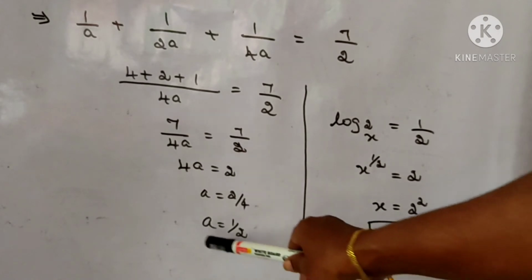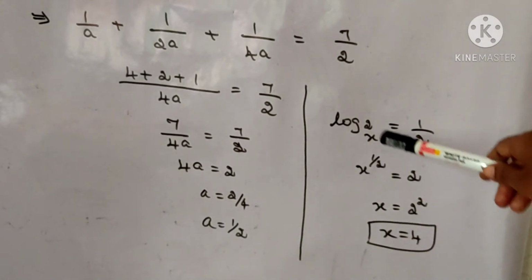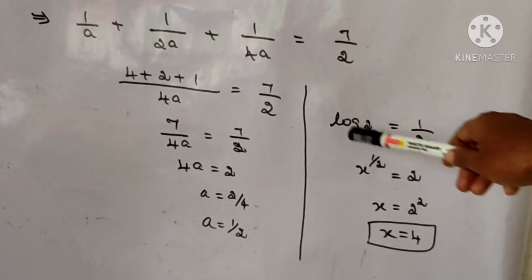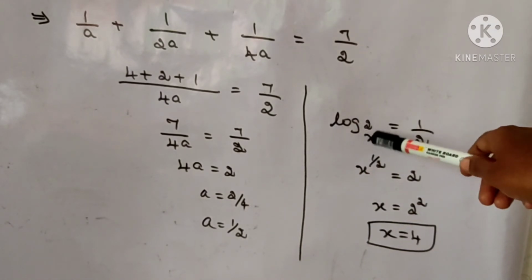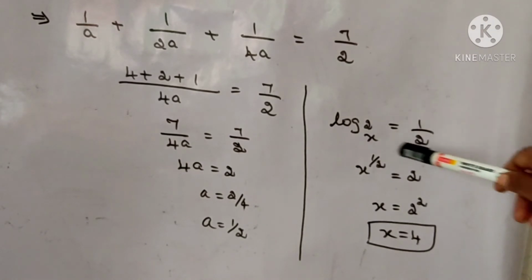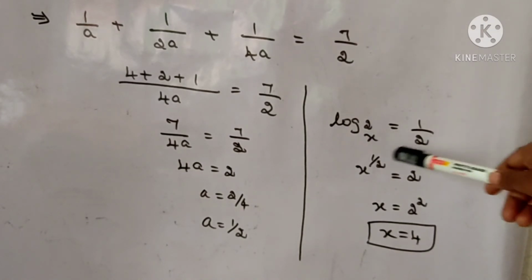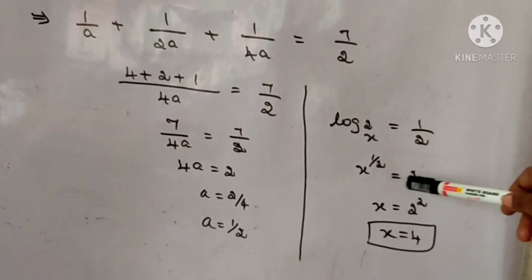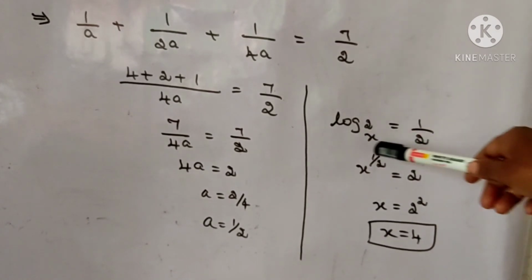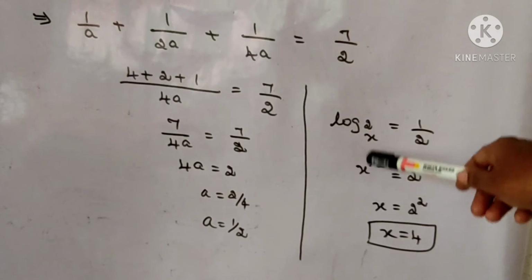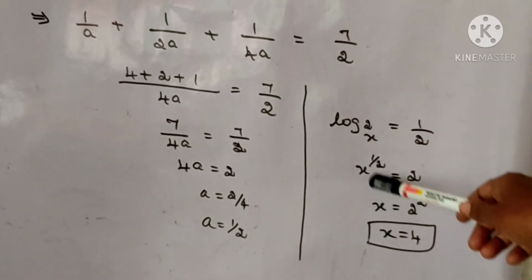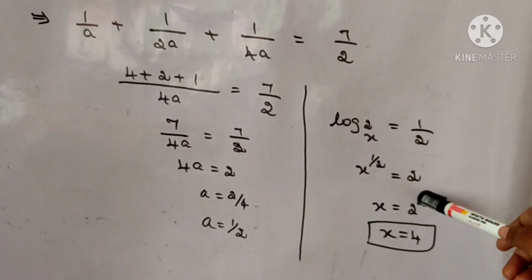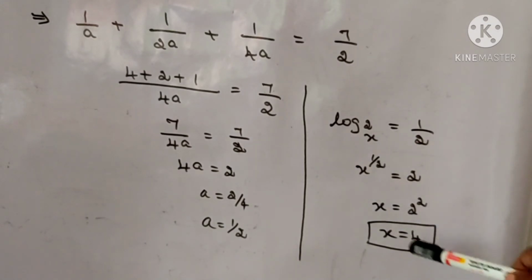So a is 1 by 2, but the a value is log 2 to the base x. Okay, so log 2 to the base x equal to 1 by 2. Then we apply the first property: x power 1 by 2 is equal to 2. So x is, we take the right side, 2 square. X equal to 2 square, so the value of x is 4.